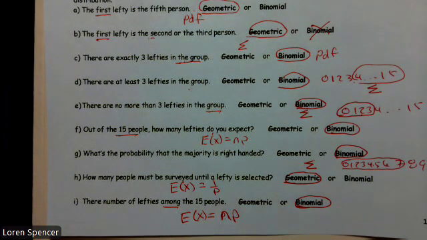Well, this was a short video. I hope it was helpful. I hope you can tell the difference between a geometric and a binomial. The main thing is a geometric continues until the first success. In a binomial, we have a specific number of trials or a specific group size that we're selecting from.